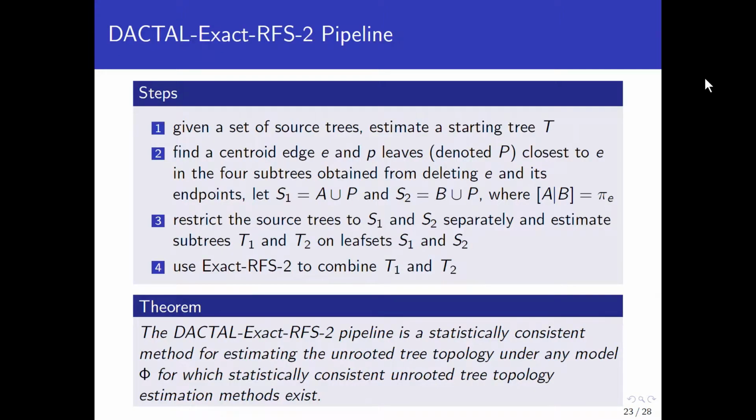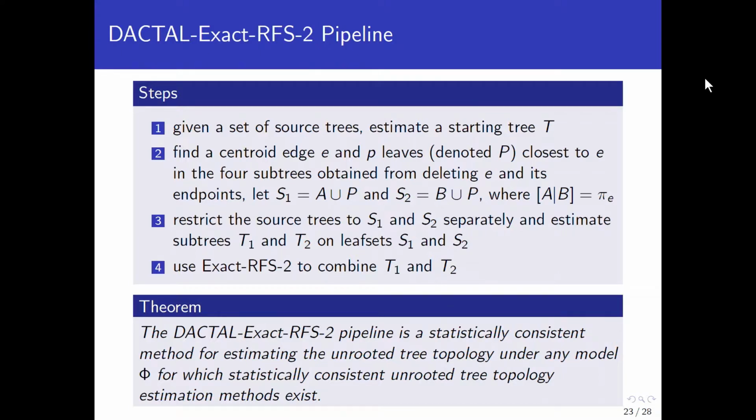Next, we describe a Dactyl-like pipeline that uses the exact RFS2 algorithm as the supertree method. First, when we're given a set of source trees, we estimate a starting tree T using any statistically consistent method. And then we find a centroid edge E and P leaves closest to E in the 4 subtrees obtained from deleting the edge E and its endpoints. We let A and B be the bipartition induced by the edge E and define S1 to be A union P and S2 to be B union P.